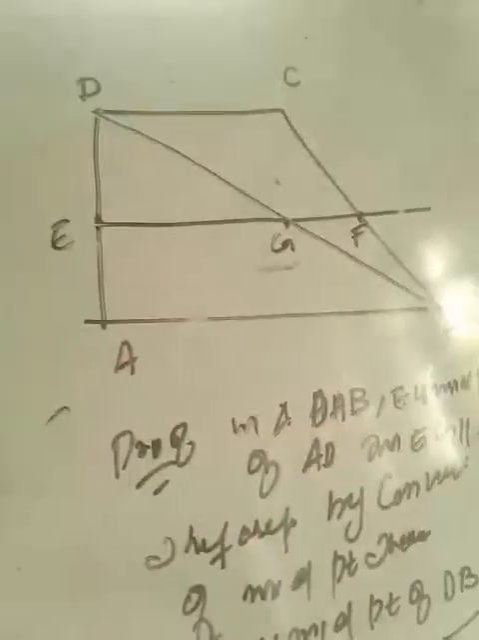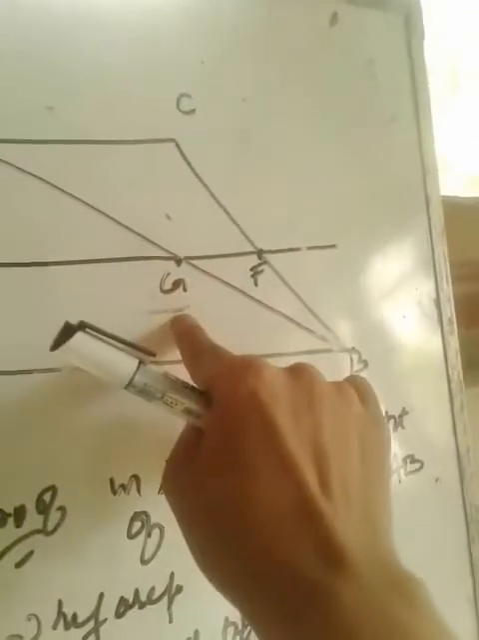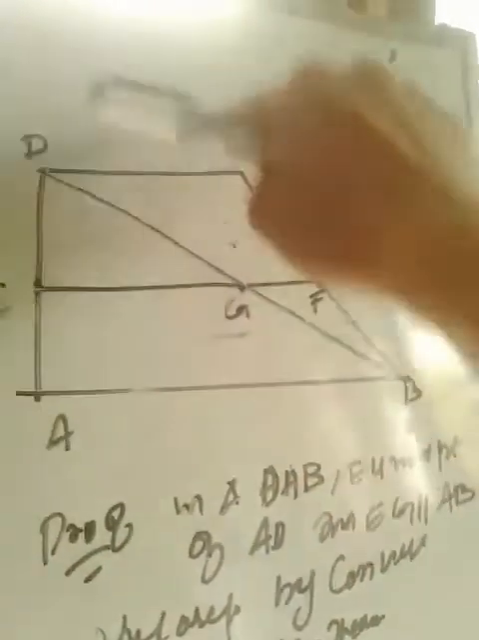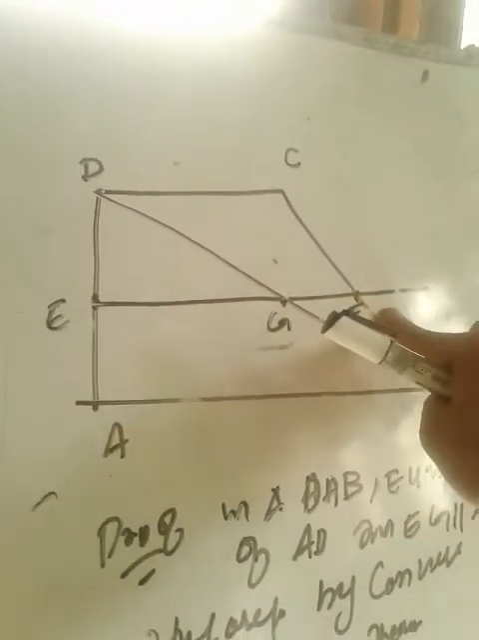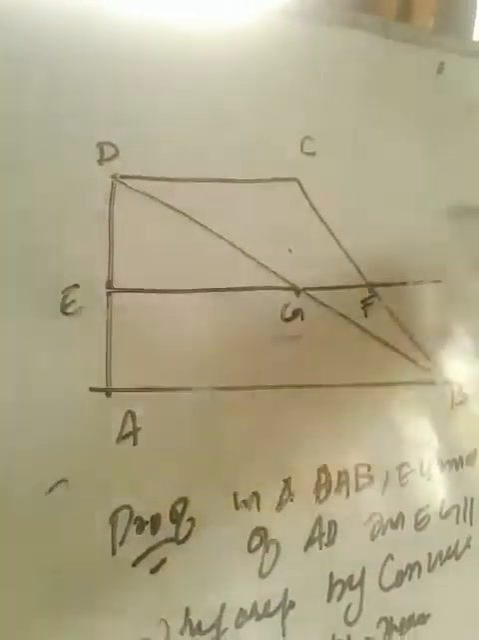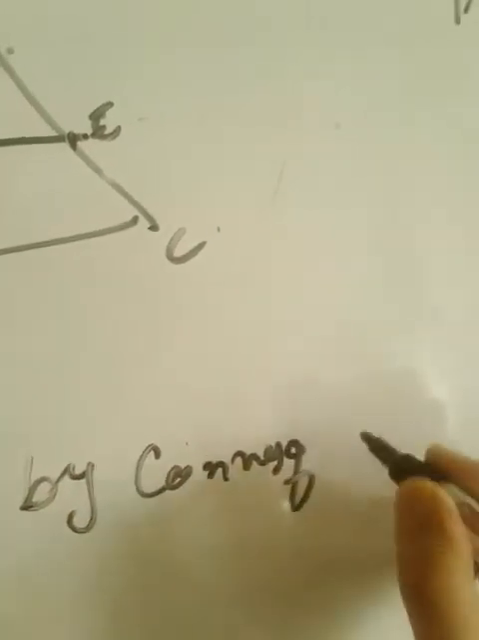Now again here the converse of the midpoint theorem will come into play. G is the midpoint of side DB. GF is parallel to DC. By the converse of the midpoint theorem, this GF must bisect the third side, that is, F should be the midpoint of BC. Therefore by the converse of midpoint theorem, F is the midpoint of BC. This was all about this question.